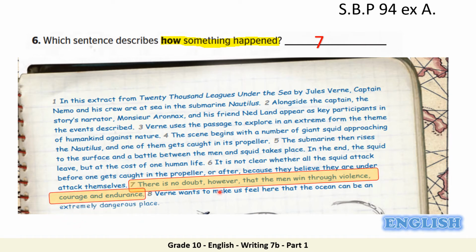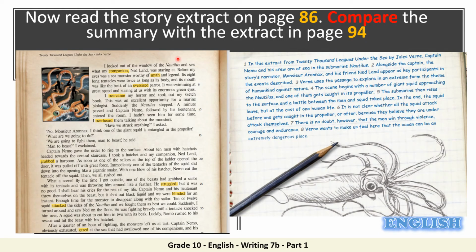There is no doubt, however, that the men win through violence, courage, and endurance. So, how did the men win their battle? They won through violence, courage, and endurance. And now please pause the video for a while. Try to read the story extract on page 86 and compare the summary with the extract on page 94.